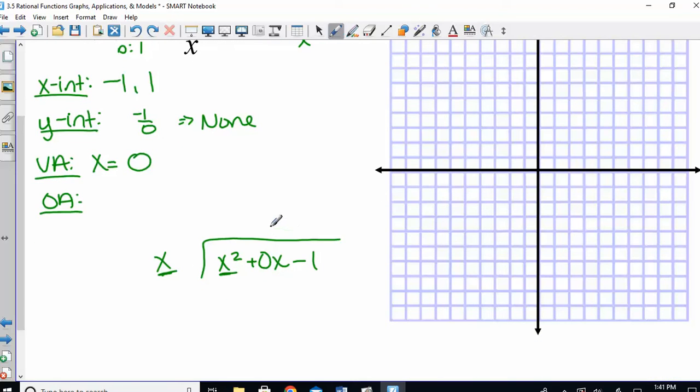So, divide. What is x squared divided by x? Multiply. X times x is x squared. Subtract, those cancel. The next term is just 0x. What is 0x divided by x? 0. So I get x plus 0, or I could just say y equals x.